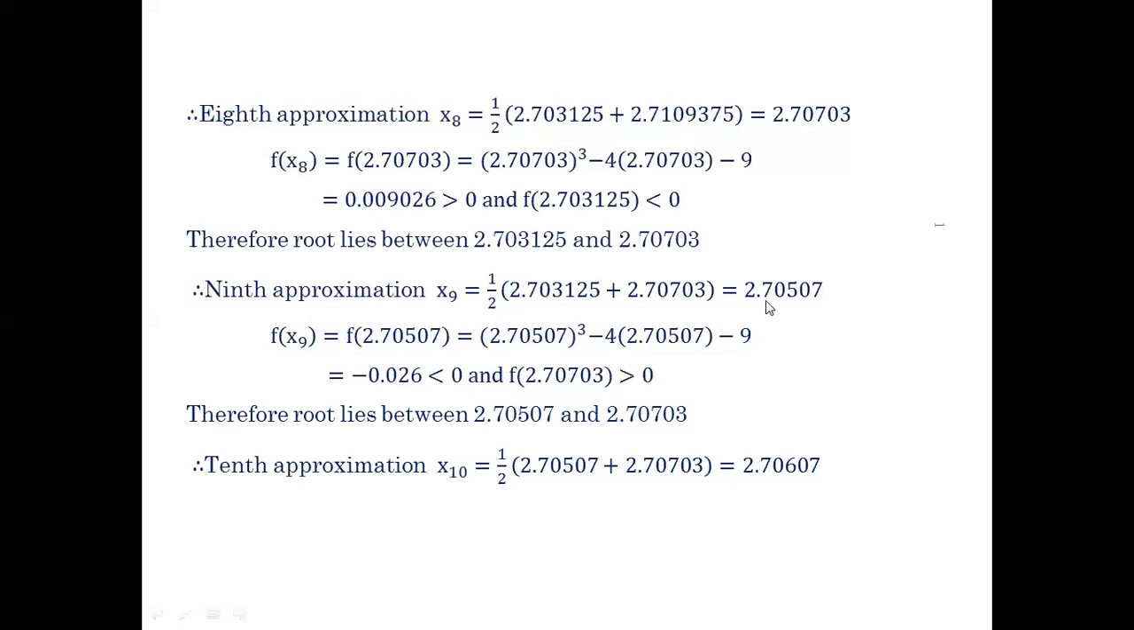You just see that the 9th and 10th approximations agree to 4 decimal places, so we require one more step. Therefore, the required approximation to 4 decimal places is 2.7060.